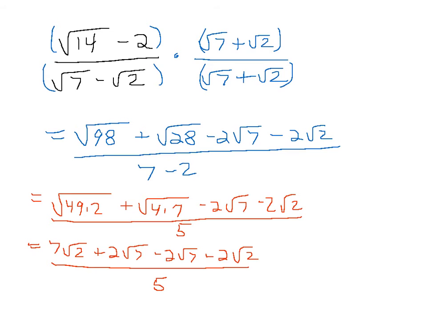And now I add my like terms. Here's a square root of 2, and here's a square root of 2, here's a square root of 7, here's a square root of 7. So if I simplify all of that, let's see what I get. I have 7 root 2 minus 2 root 2 is 5 root 2. And then these cancel. This is all over 5. And so, believe it or not, this whole thing simplifies to just the square root of 2. Wow, who would have guessed that? That's kind of fun with these problems.